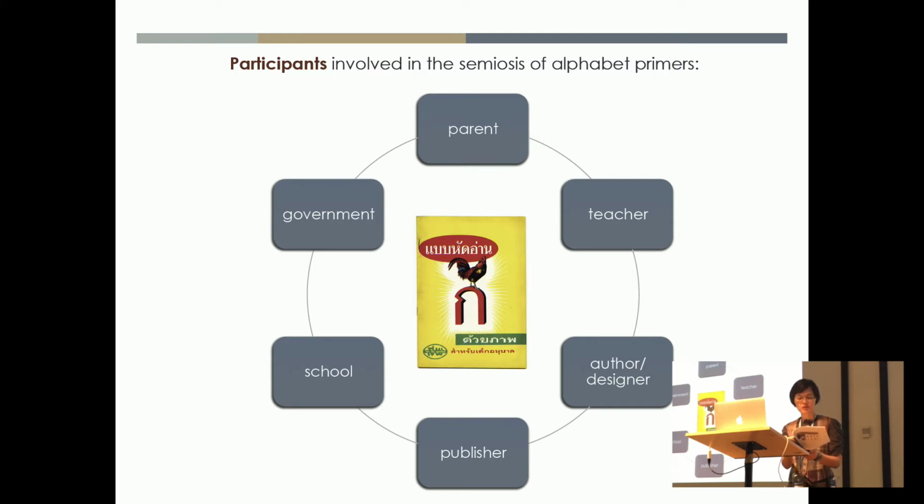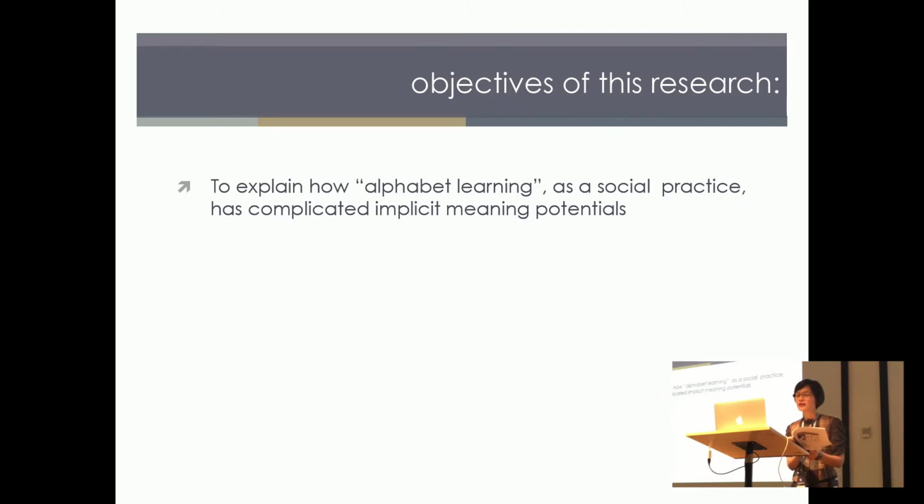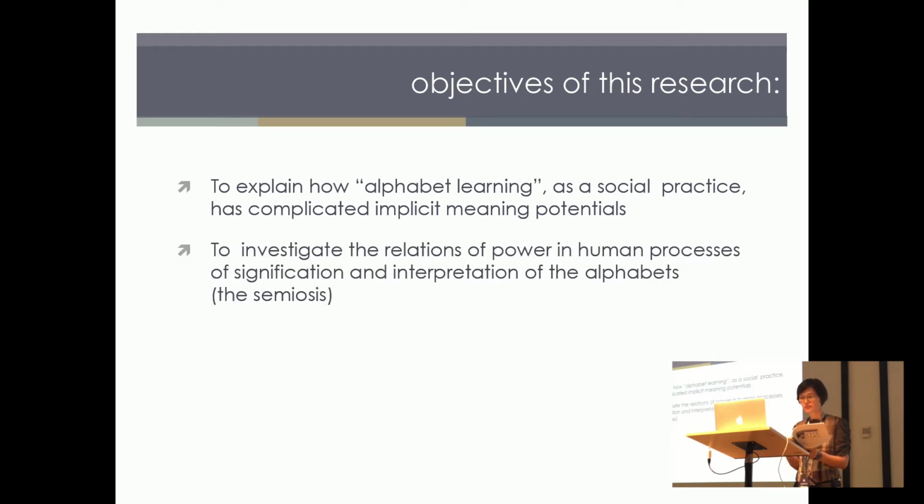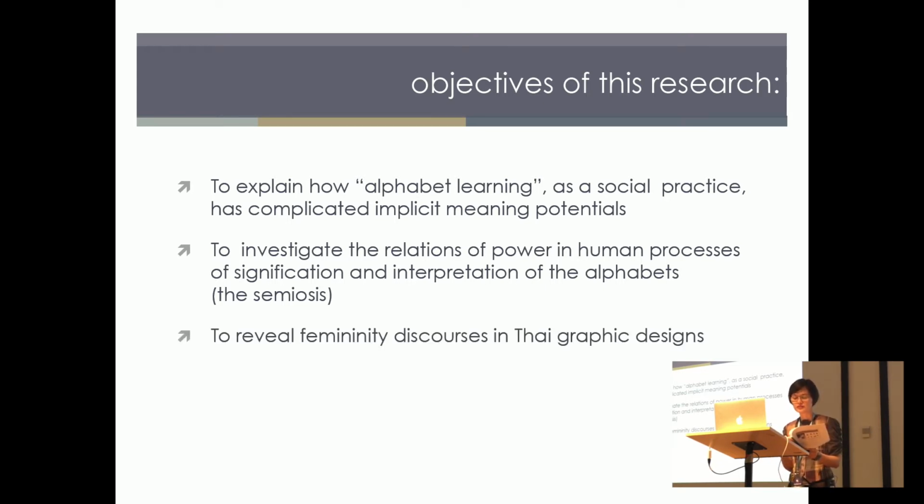And here are the objectives of this research. First, to explain how alphabet learning as a social practice has complicated implicit meaning potentials. Second, to investigate the relations of power in the human process of signification and interpretation of the alphabets. Third, to review femininity discourses in Thai graphic designs. And finally, to serve as an example of visual methodologies using semiotic framework.